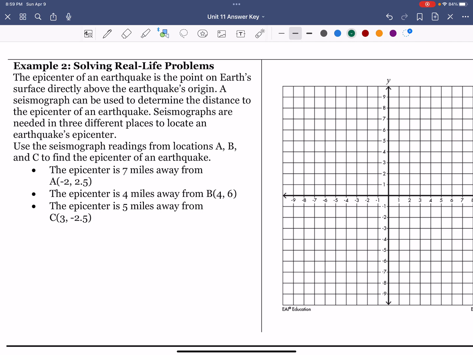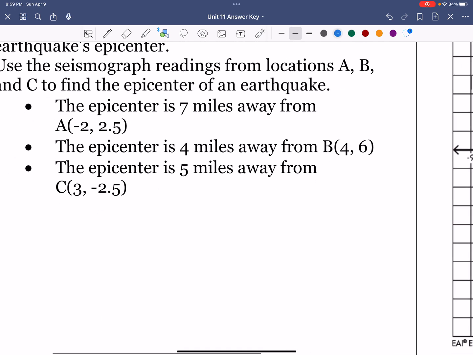So the epicenter of an earthquake is the point on the Earth's surface directly above the earthquake's origin. A seismograph can be used to determine the distance to the epicenter of an earthquake. Seismographs are needed in 3 different locations to locate the earthquake's center. Use the seismographs from locations A, B, and C to find the epicenter. So we're going to start with seismograph A, which is going to be my blue.